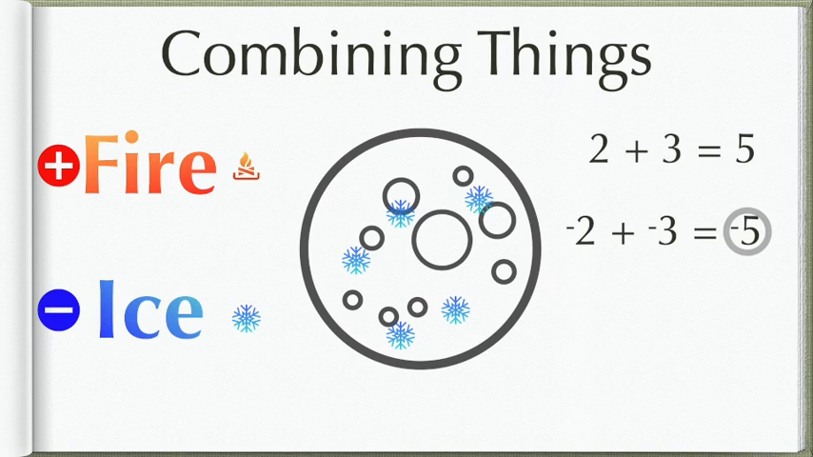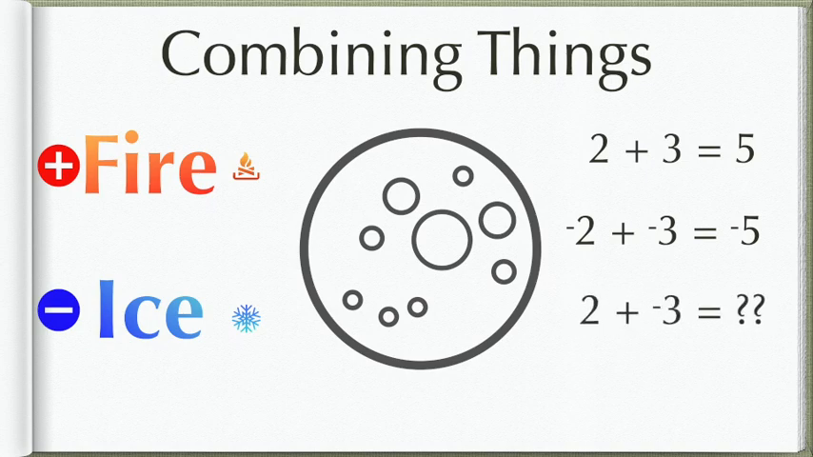So if you add only fire, your temperature raises. If you add only ice, your temperature goes down. What happens if you add both fire and ice, such as 2 plus -3? The 2 is positive, so I start by adding 2 fire. The 3 is negative, so then I add to our soup 3 negatives.